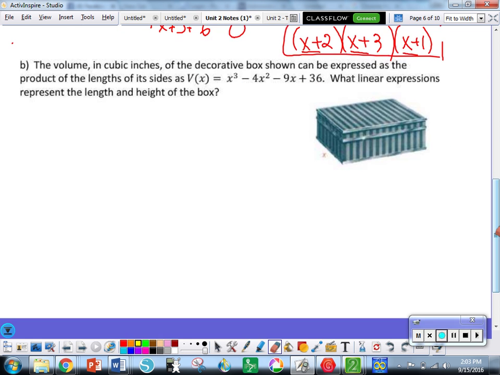Okay, last one. And I'm really excited about it because y'all groaned like I was pulling off your fingernails on the last problem. Okay, the volume in cubic inches of the decorative box shown, that's a really pretty decorative box, can be expressed as a product of lengths. So you have this big long polynomial again, right? What are the linear expressions that represent the length and the height? Now, does it give you a starting spot this time? So you gotta do the whole thing by yourself.